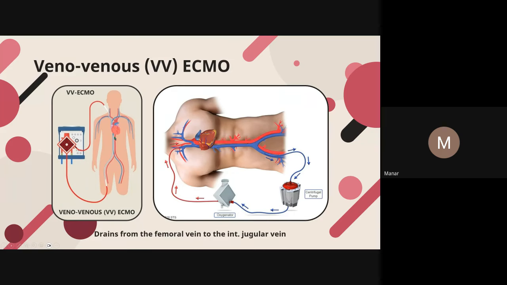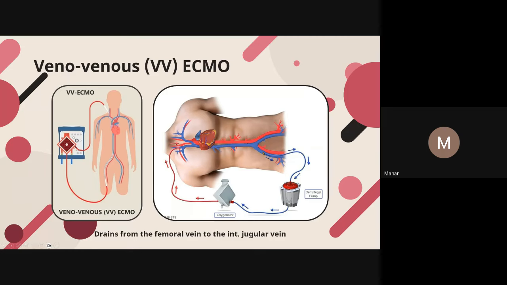It goes in until the inferior vena cava, and then the top cannula, which is the return cannula, goes into the superior vena cava. So this is another picture just showing us the flow of the blood.